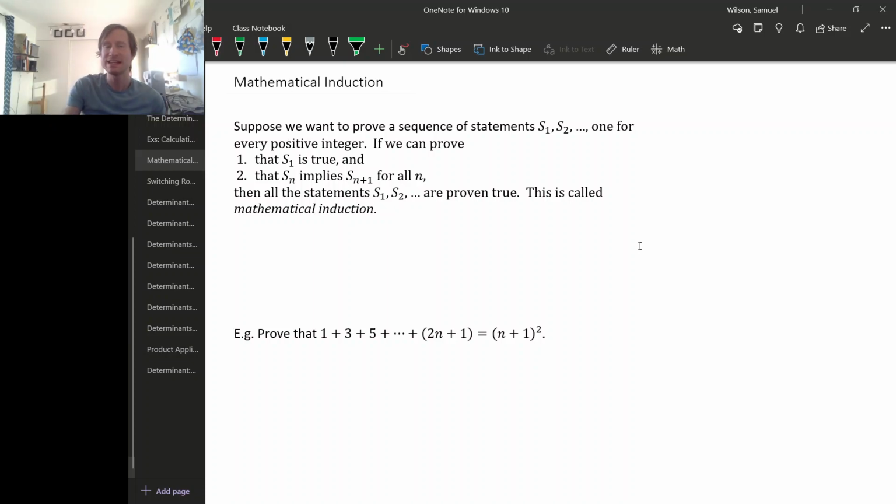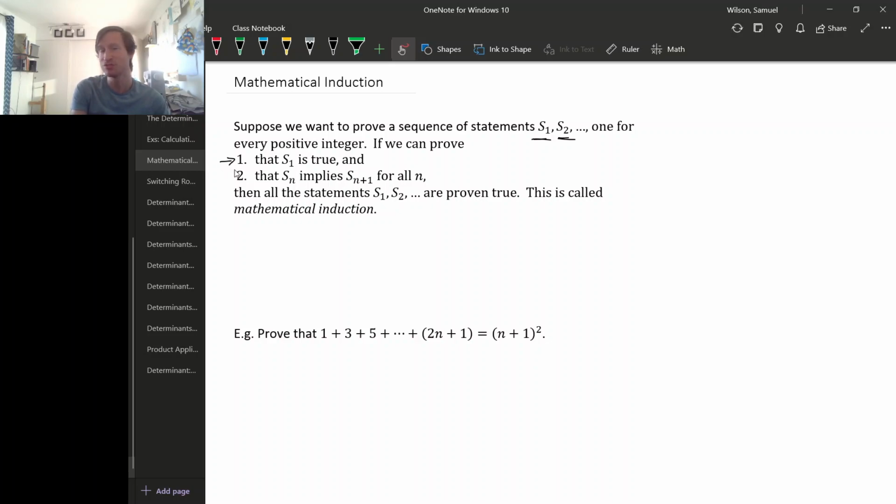There's a powerful technique for proving infinitely many statements all at once called mathematical induction. The idea is, if you have a collection of statements that you want to prove, and they all look alike, but the only thing that's different about them is some number that shows up in the statement, and we'll see an example in a second, then if you have these infinitely many statements, one for every positive integer, you can prove them all true in the following way.